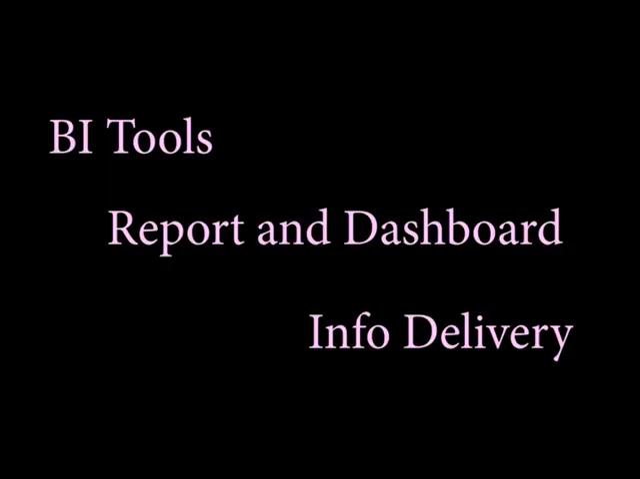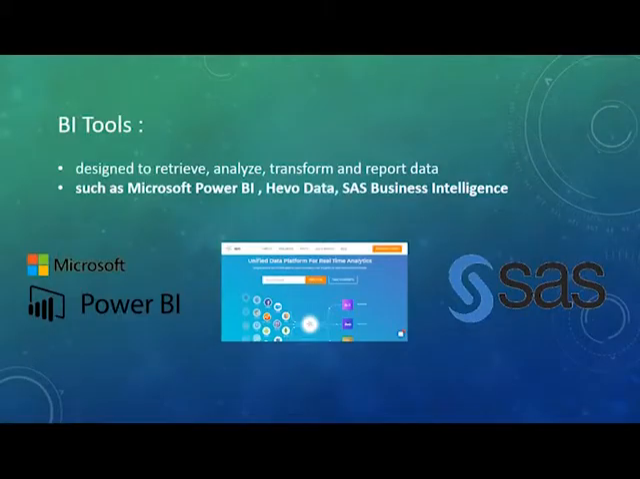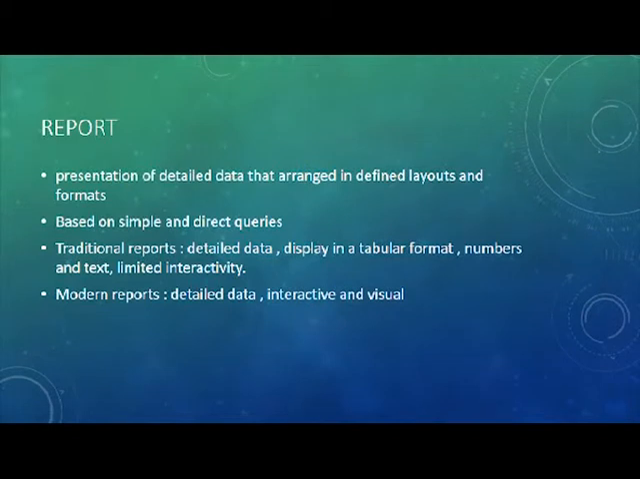Business Analytics consists of three components: first, Business Intelligence Tools; second, Report and Dashboard; third, Info Delivery. A Business Intelligence Tool is designed to retrieve, analyze, transform, and report data for business intelligence, such as Microsoft Power Business Intelligence, Hevo Data, and SAS Business Intelligence. A report is the presentation of detailed data arranged in a defined layout and format.